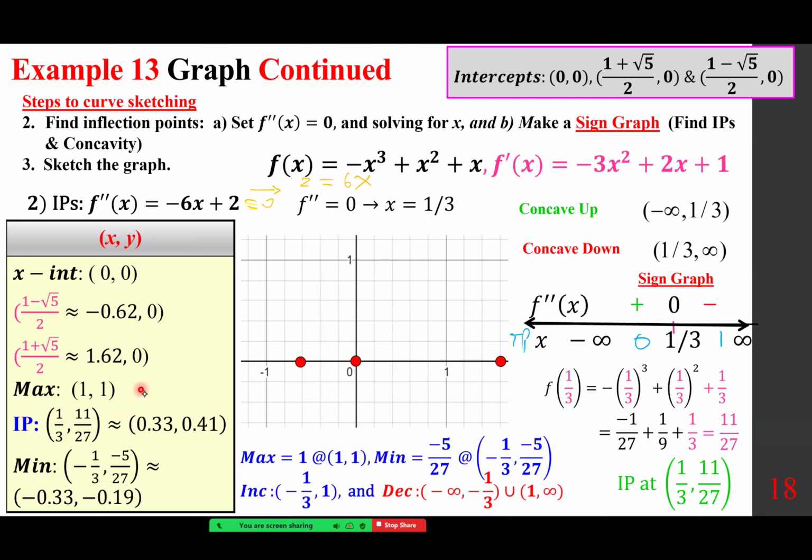Maximum is located at 1, 1. So here's 1. Here's 1. So somewhere here. Because it's a maximum, it's a smooth curve, and we are going to go with a double-sided arrow, meaning the graph can't cross it. The IP inflection point is located at 1/3, 11 over 27. We go with the decimal representation for the sake of the graph, about 0.3 and 0.4. So somewhere here is about 0.3, somewhere here is about 0.4. So put them together. That is the location of IP.